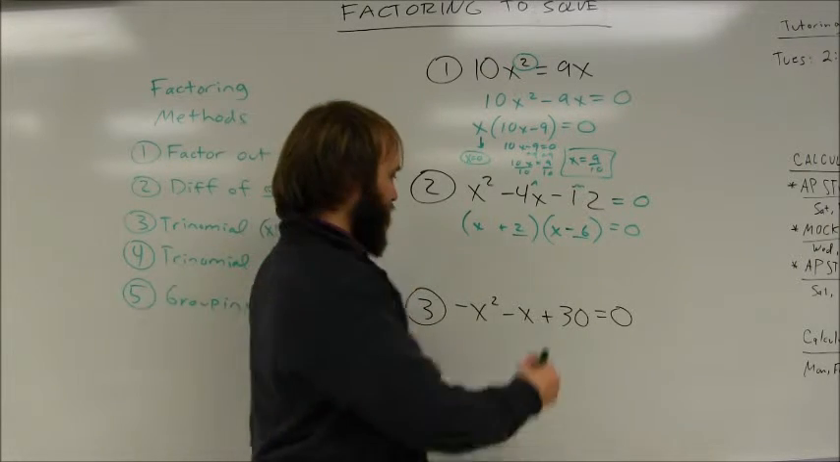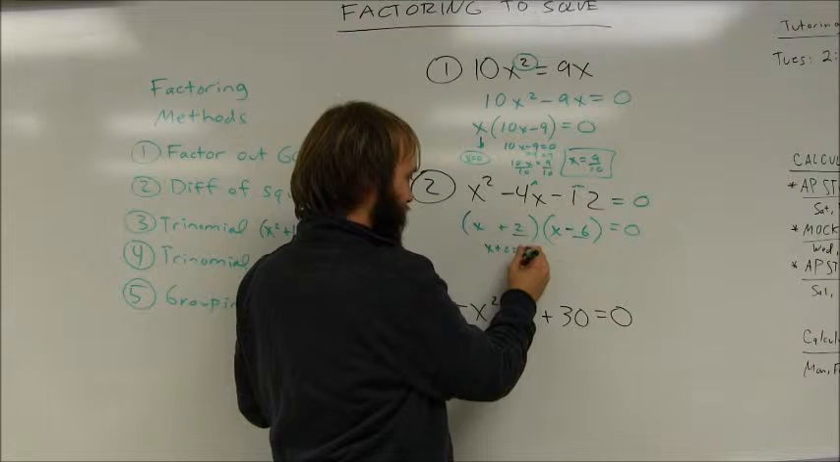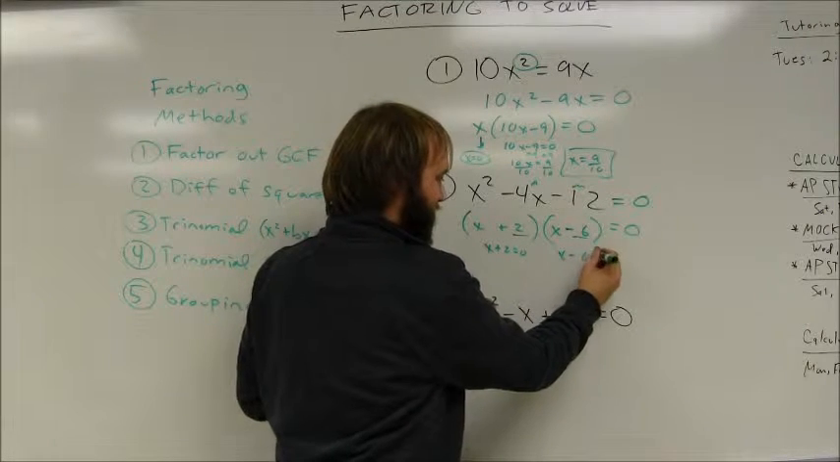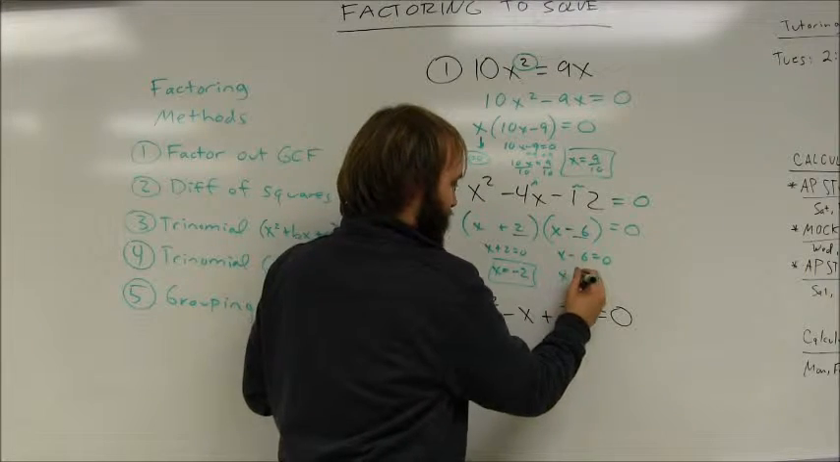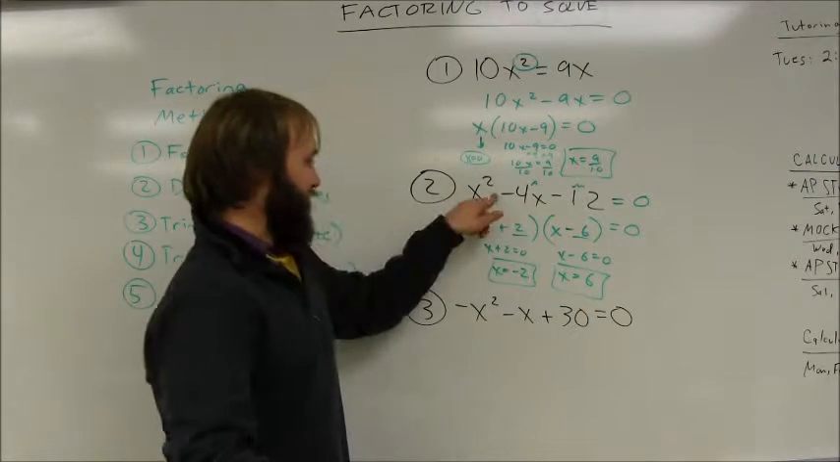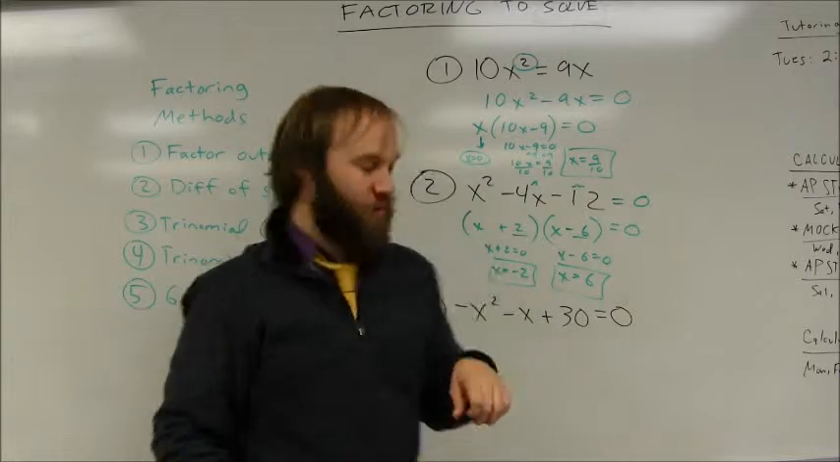And then if we find our solutions, we need x plus 2 to equal 0, or we need x minus 6 to equal 0. And of course, in this case, that's going to be x equals negative 2. And in this one, that's going to be x equals 6. Second degree equation, you notice we get 2 answers.